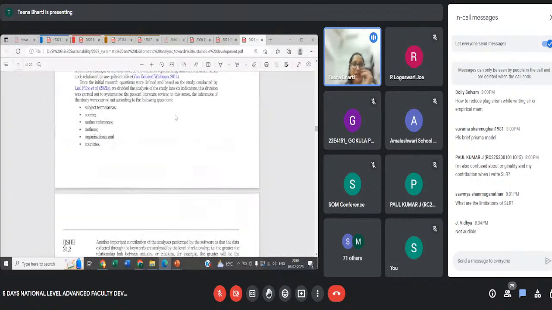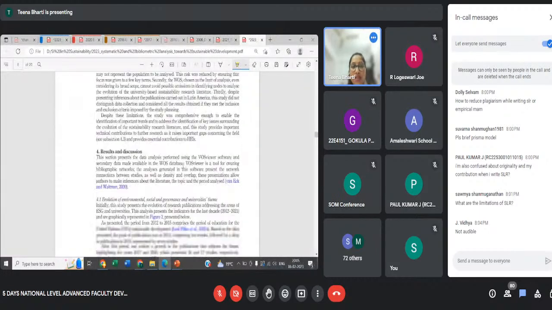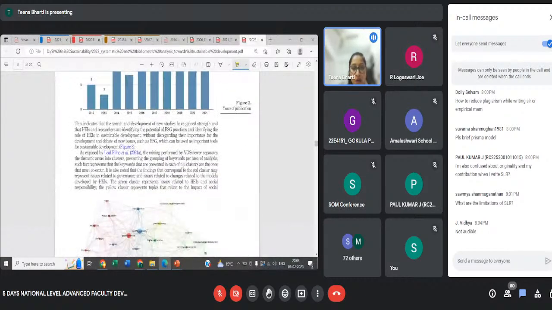So in the bibliometric analysis, they have talked about the areas. If you take a look, the research questions were identified, and 6 indicators or divisions were created so that they can systemize the present literature review. They talked about the subject area in which the research has been conducted, the sources, the author references, authors, organizations, and countries. Apart from that, they have performed the analysis, and this is how they have reached it.